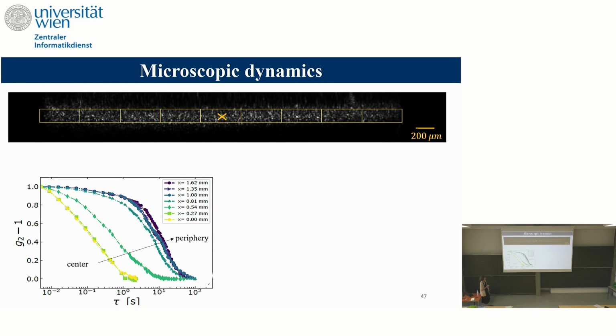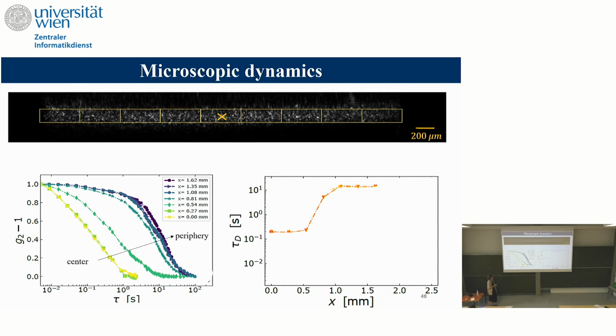In the center you have a fast decay, and if you go to the periphery you have a much slower decay. And from this correlation function, you can extract a relaxation time, because instead of plotting a curve, plotting one number is easier. And you have a characteristic relaxation time. At a given time, you have this relaxation time at a certain value, and then you have a quite abrupt increase by almost 2 orders of magnitude of this relaxation time at a certain position, okay?